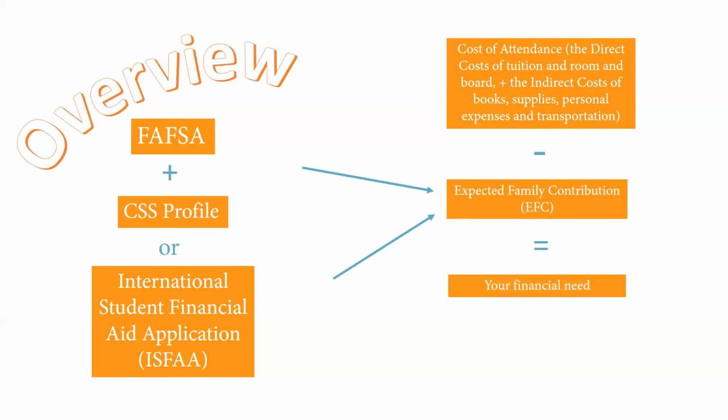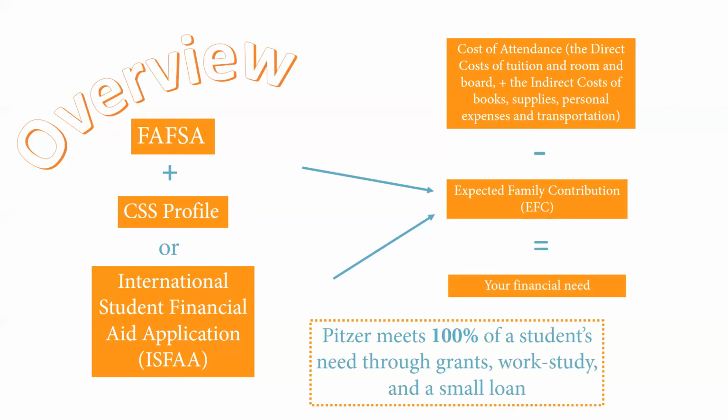Now that we know your financial need, what do we do? Pitzer meets 100% of financial need. This is done through a combination of grants, loans, and work study.